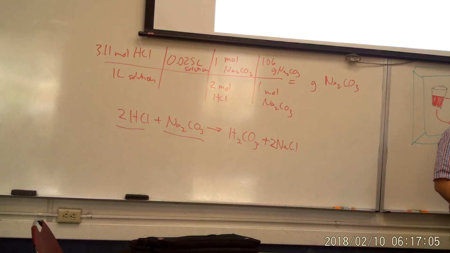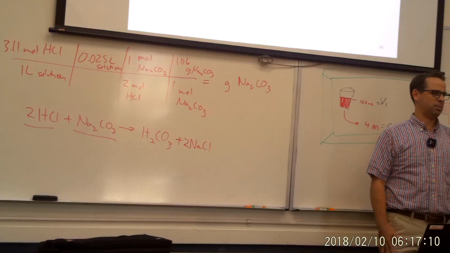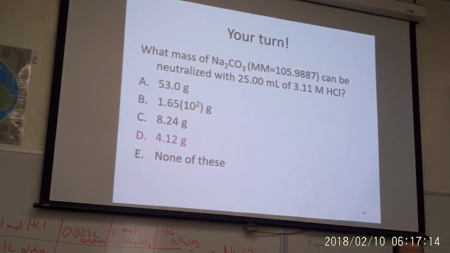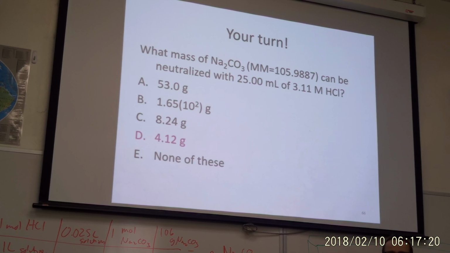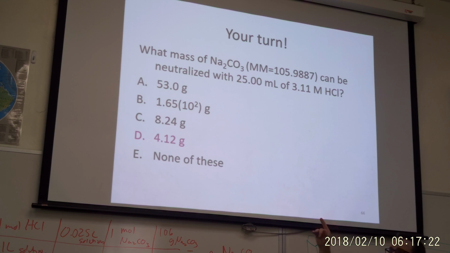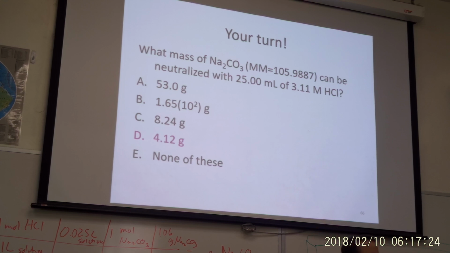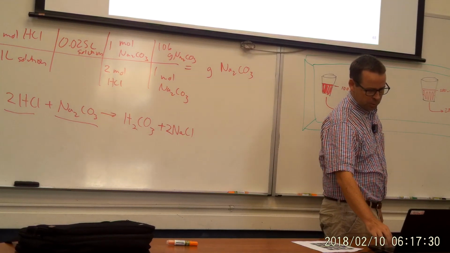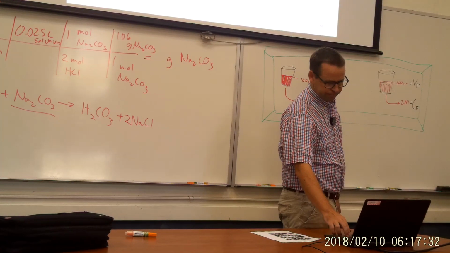Is one of the answers up there? What is it? 4.12 grams. So we had the mass of sodium carbonate in there. I knew the concentration of the HCl. I titrated it. We delivered 25 mils. And so I could identify how many grams of sodium carbonate were in that sample. Okay? Let's see if we can do one more before you guys leave.